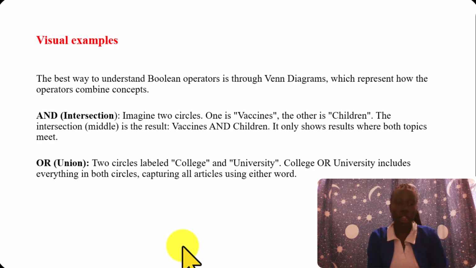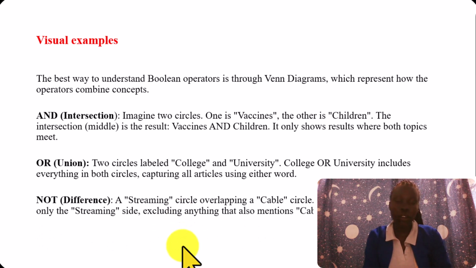Then let us use OR, it's a union. It unites the two circles labeled college and universities. So college OR university includes everything in both circles. It's just a union whereby you will get both the colleges and the universities.